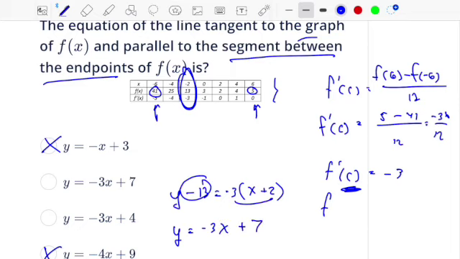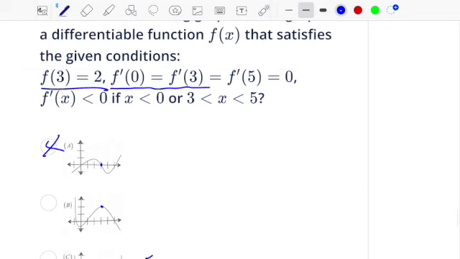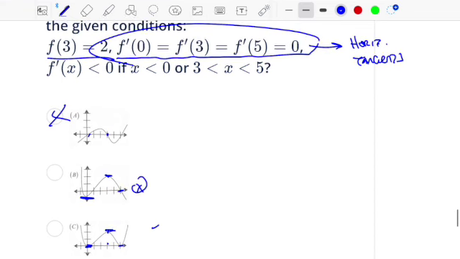Which following graph satisfies a differentiable function f of x that satisfies the conditions? So f of 3 is equal to 2. That could work. f prime of 0, 3, 5 equals 0, so that tells us horizontal tangents at 0, 3, and 5. That one's out. Not that. Okay, so those could still work.